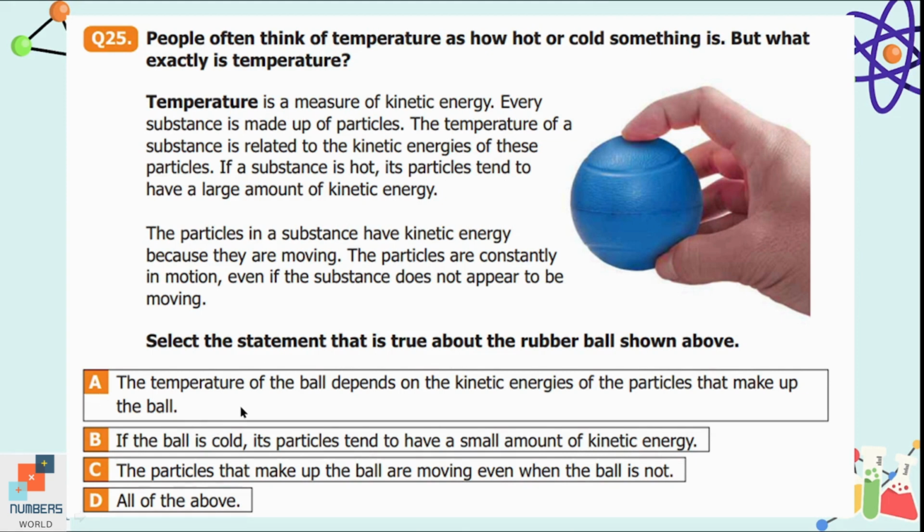Option A, the temperature of the ball depends on the kinetic energies of the particles that make up the ball. Option B, if the ball is cold, its particles tend to have a small amount of kinetic energy. Option C, the particles that make up the ball are moving even when the ball is not. And option D is all of the above. So here option D is the correct option. All of the above three options are correct.